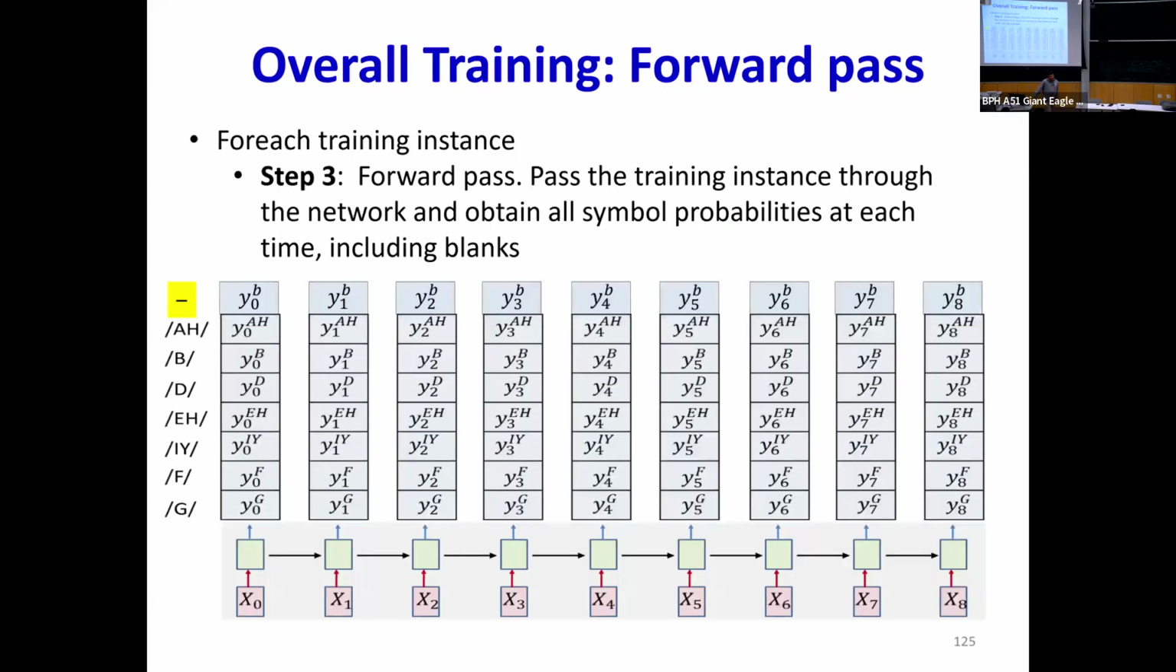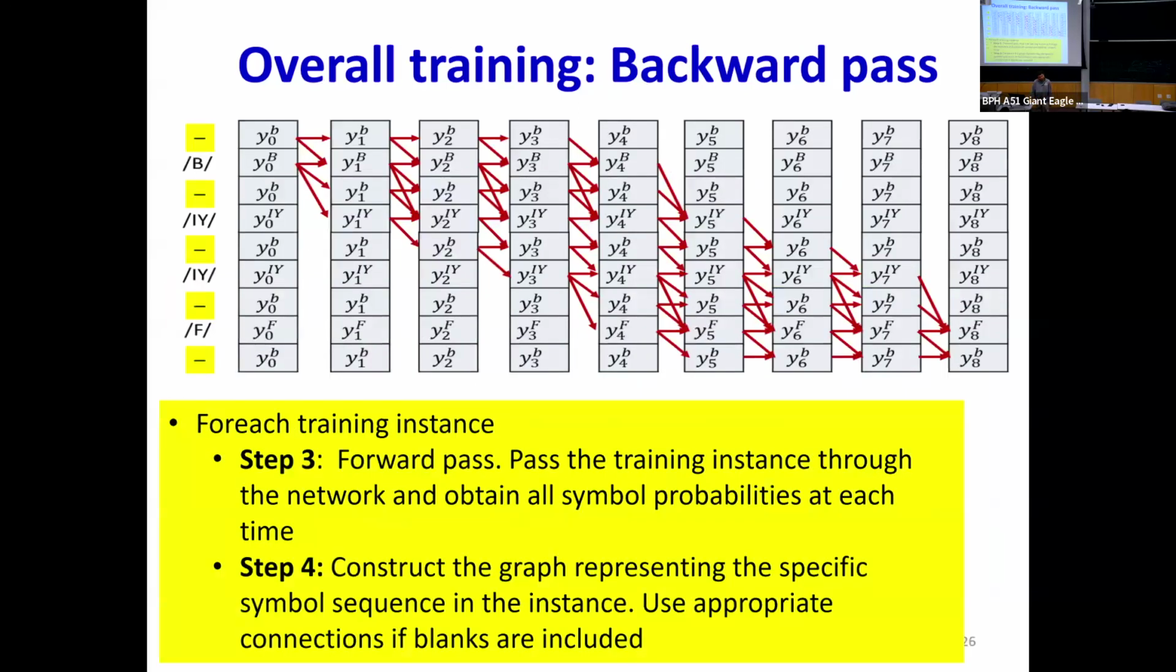For each training instance, you pass the training instance through the network, and you're going to get probabilities for all the symbols, including the blank. Observe that the actual training data never explicitly gave you the blanks. Nonetheless, you are going to be able to compute the posterior probabilities for the blanks because some paths go through nodes that include blanks, right? And then once you do this, you can perform your forward pass, as we just saw, to compute the alphas for all the nodes on the graph. You can compute your backward path to compute the betas.